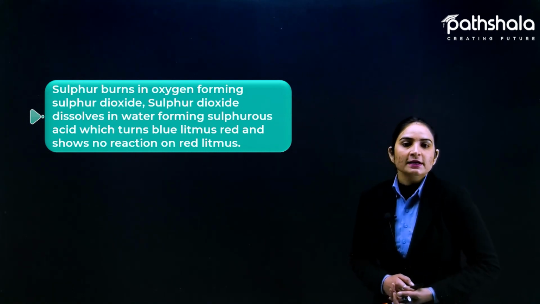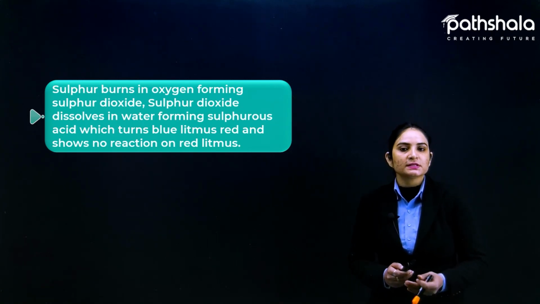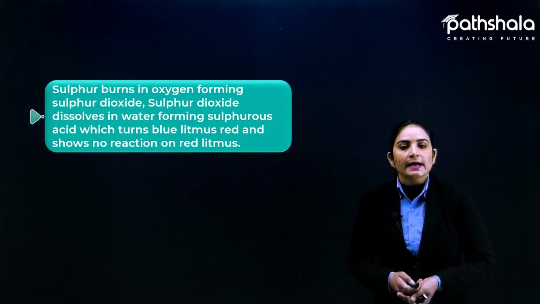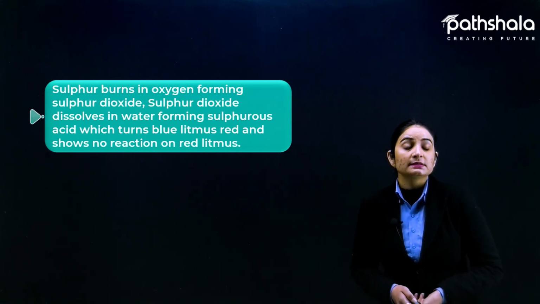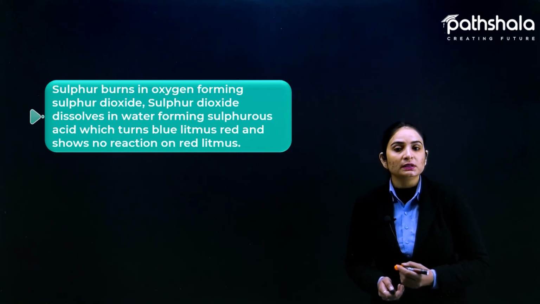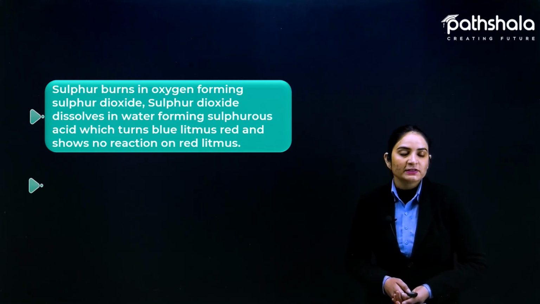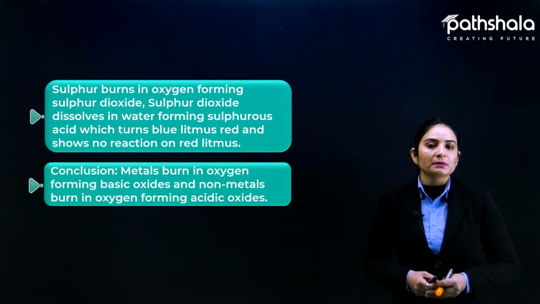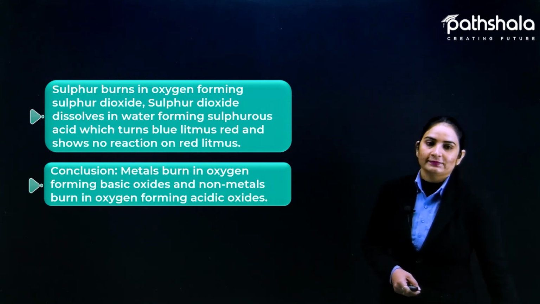Now in the case of sulfur, we have seen that sulfur burns in oxygen forming sulfur dioxide, and we go with the same process: dissolve that sulfur dioxide in water, forming sulfurous acid, and we test that with the litmus paper. That sulfurous acid is going to turn blue litmus red and show no reaction on red litmus, which indicates that non-metallic oxides are acidic in nature. So the conclusion is here: metals burn in oxygen forming basic oxides and non-metals burn in oxygen forming acidic oxides.